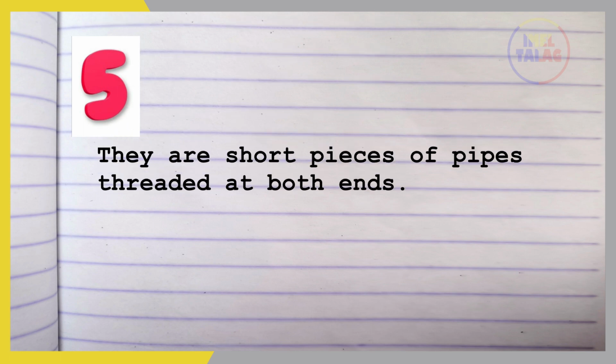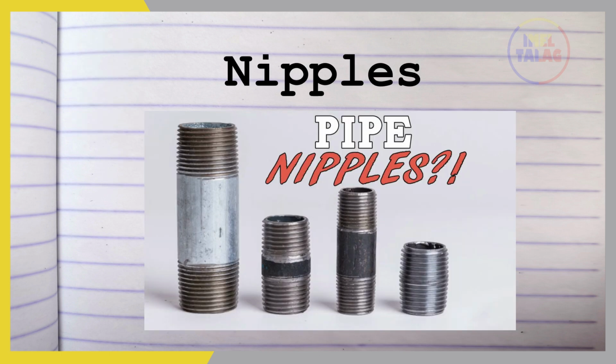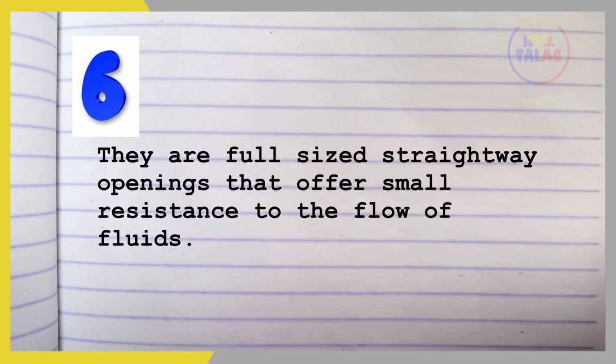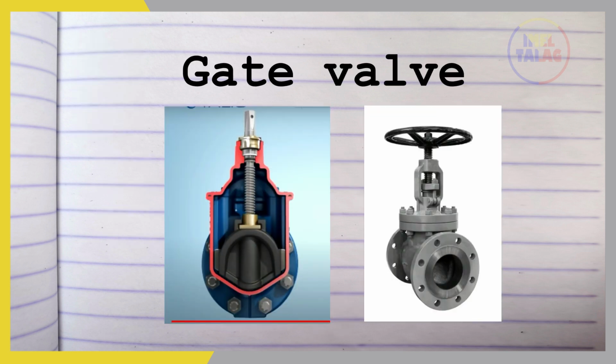Number 5. They are short pieces of pipes threaded at both ends. And the answer is nipples. Number 6. They are full-size straightway openings that offer small resistance to the flow of fluid. And the answer is gate valve.